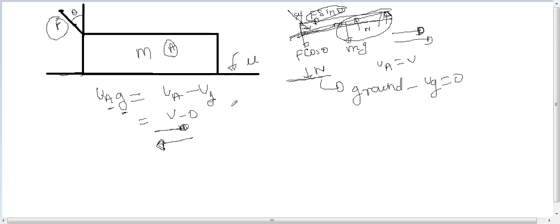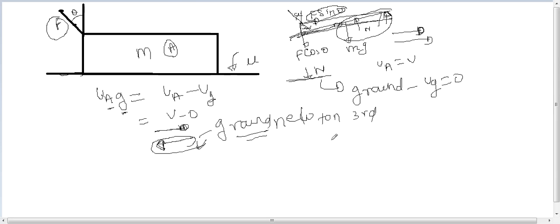Okay, we have found it. Who applied this force? The ground. So we use Newton's third law to find the direction of friction on the ground. This is the direction of friction on the ground, the force applied by A on the ground.